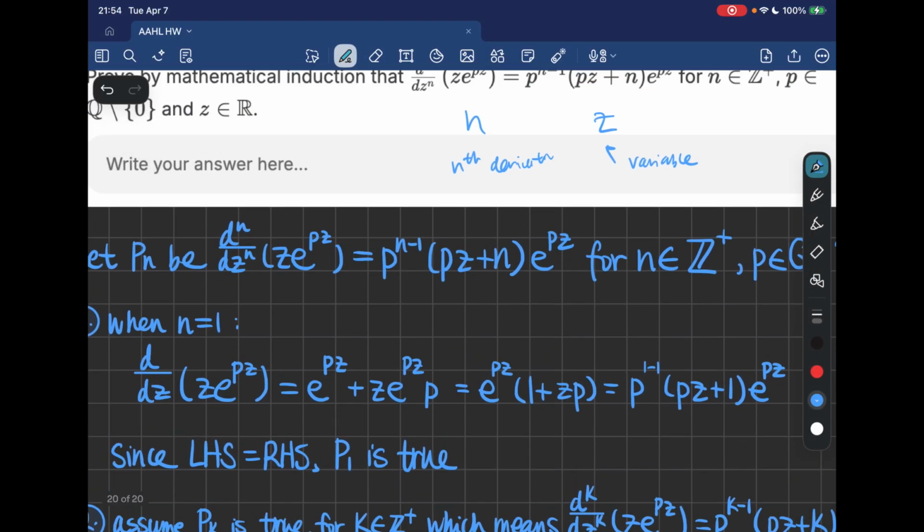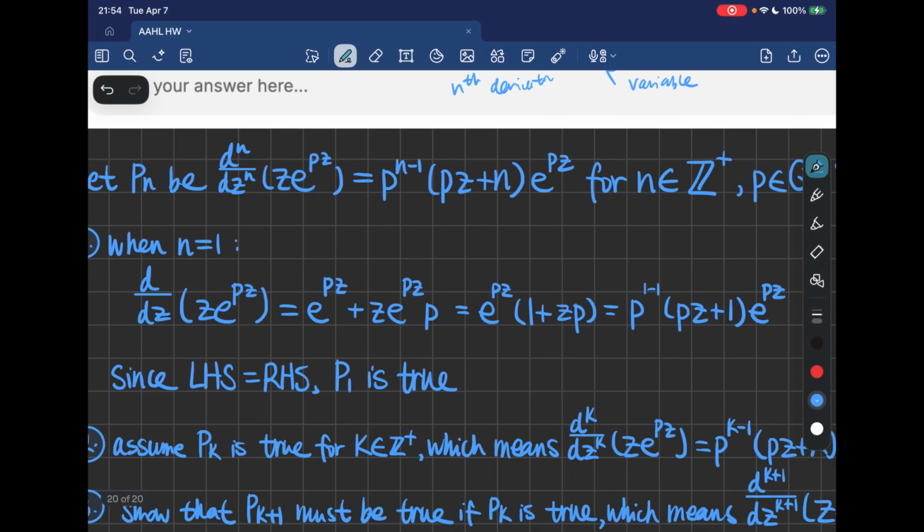So let's test the first derivative. We write it like this. So we're just differentiating this as a function of z, and let's do it. Here we need the product rule, okay? So we have e to the power of pz because the derivative of z is just 1, plus z times this thing differentiated, which is e to the power of pz times the extra p.